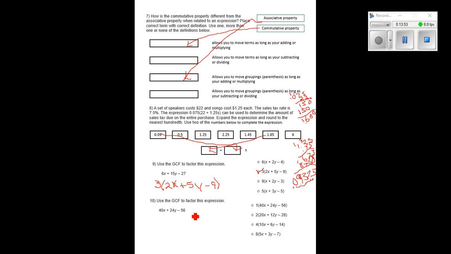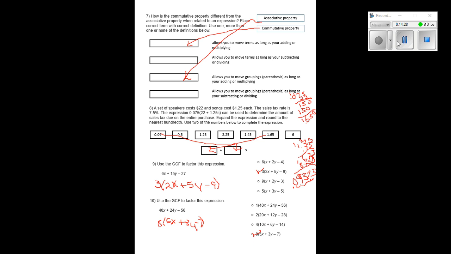And the last one, use the greatest common factor to factor this expression. I would say out of these, I could take out, I want to say 8. Let me see here. 56, yeah, I believe so. If I take out 8, 8 times 5x will be 40x. And 8 times 3y will be 24y. And then 8 times negative 7. So that means my last one's here.